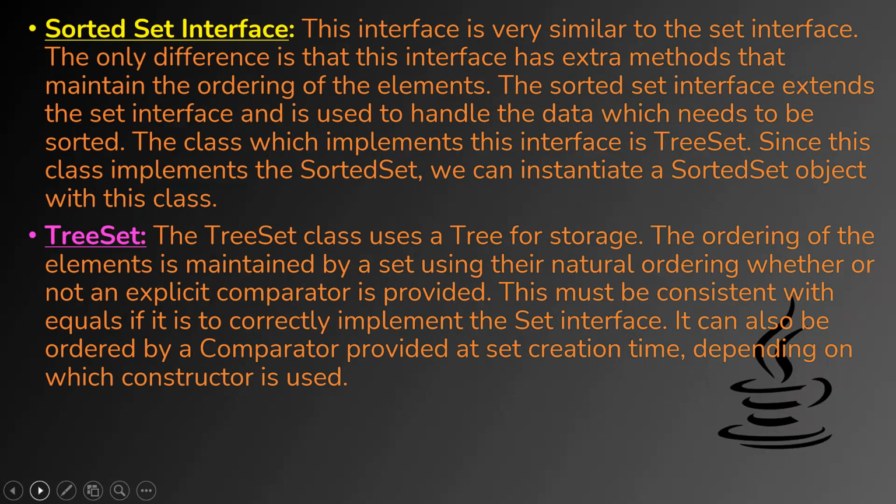TreeSet. A TreeSet class uses a tree for storage. The ordering of elements is maintained by the set using their natural ordering, whether or not an explicit comparator is provided. This must be consistent with equals if it is to correctly implement the Set interface. It can also be ordered by a comparator provided at set creation time, depending on which constructor is being used.